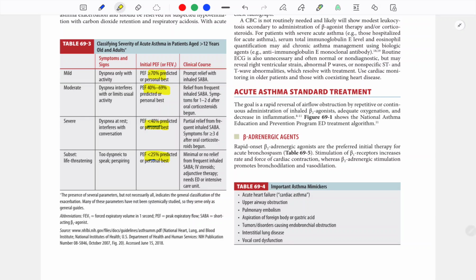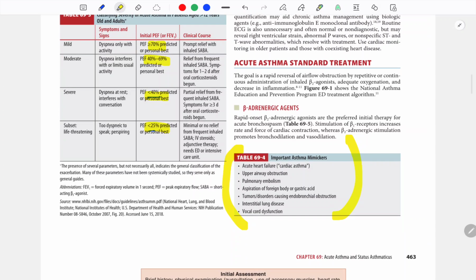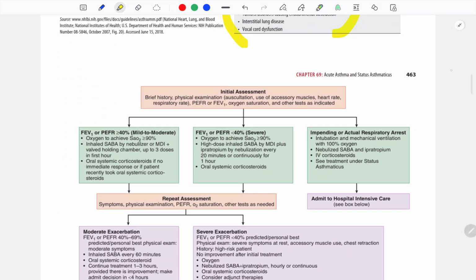What are asthma mimickers? All the causes that can cause dyspnea, like heart failure, upper airway obstruction, pulmonary embolism, foreign body aspiration, tumors, interstitial lung disease, vocal cord dysfunction, etc.